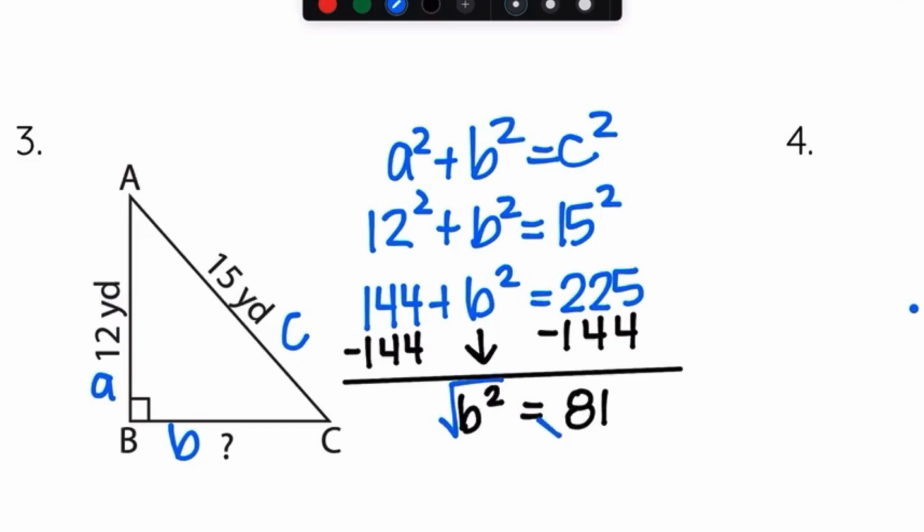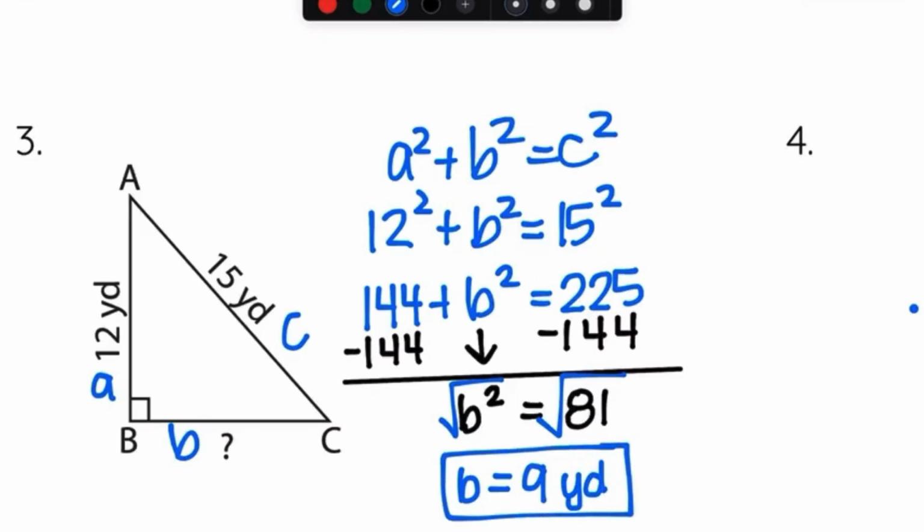And just like all the other times we've done this, take the square root. Now, 81 is a perfect square, and so I get 9, with my units being yards. Okay?